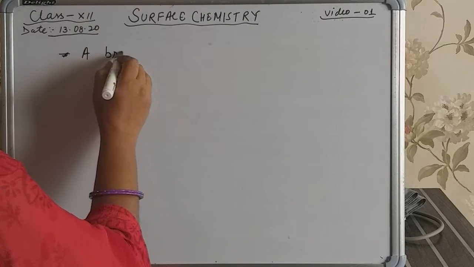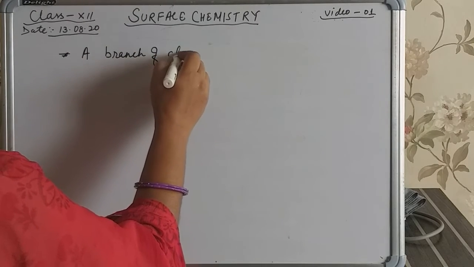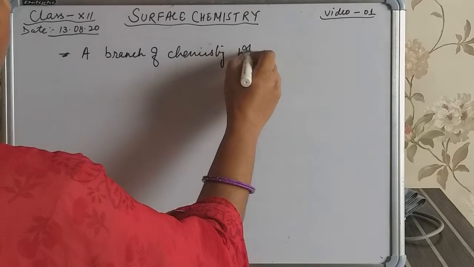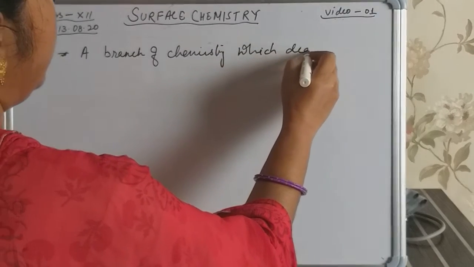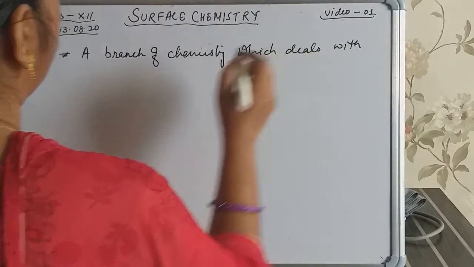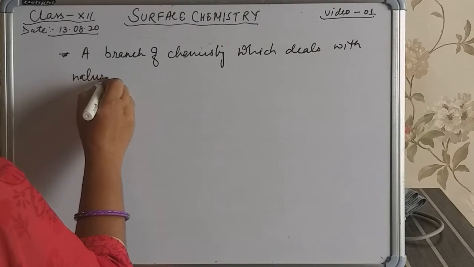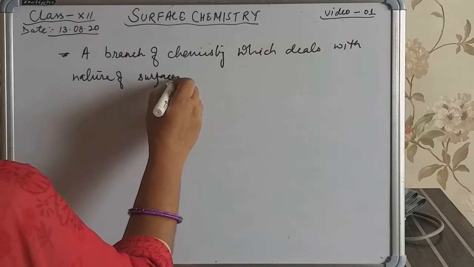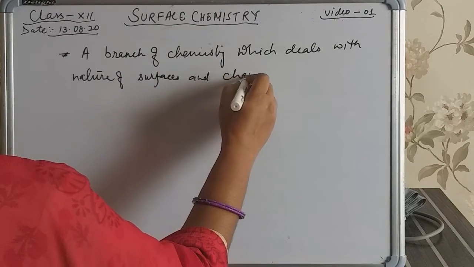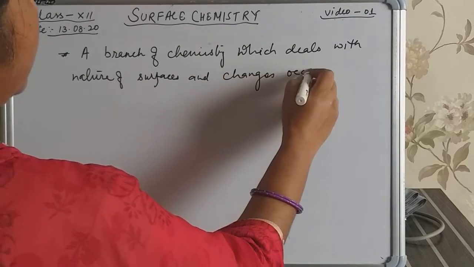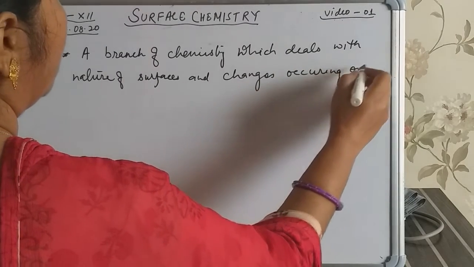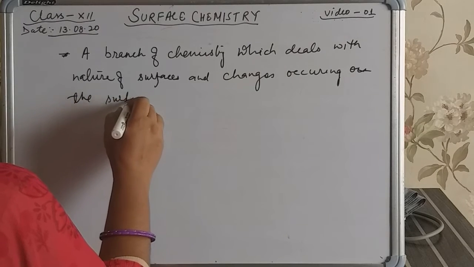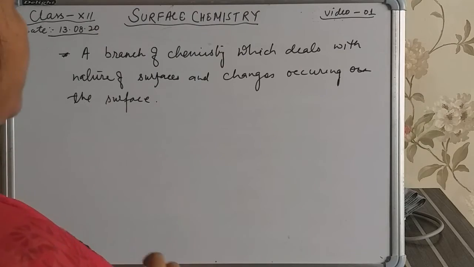A branch of chemistry which deals with nature of surface and changes occurring on the surface. This is known as surface chemistry, students.